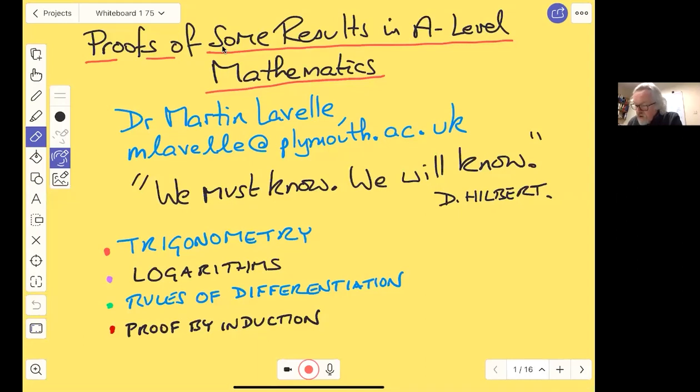I thought I'd start the talk with a quote from David Hilbert, who is a great mathematician. We must know, we will know. And this is really what we want from mathematics. We want to know things, to know why things are true. A lot of mathematics is about things like pattern spotting, but spotting a pattern does not mean that it's necessarily true. You want to prove it. And at the very end of the talk, if we have time, I've got a beautiful pattern to show you, which turns out not to be a pattern.